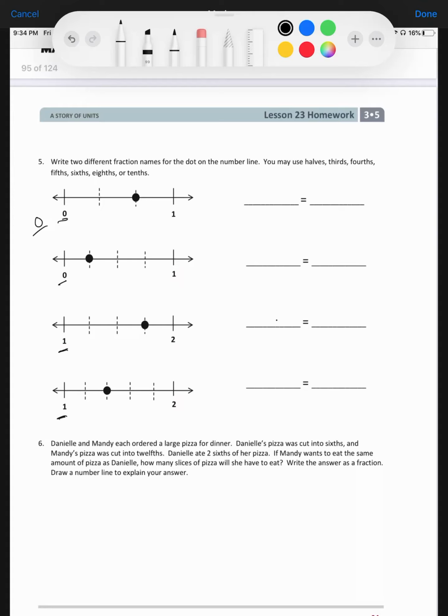Then over here, whatever fraction the dot is on, you're going to write right here. And then once you break it down in halves, whatever fraction that dot is on, you're going to write it over here, and they will be equivalent. So if you have any questions, let me know.